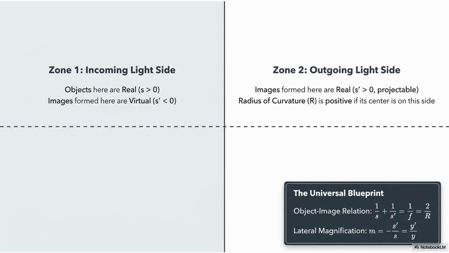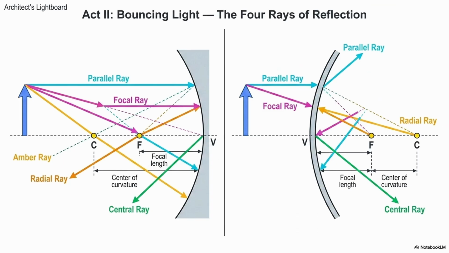Okay, so now that we have our blueprint and we understand these two zones, let's actually see what happens when light hits a boundary and bounces back. We are moving to slide three. Act two of the masterclass, bouncing light. Right, focusing on reflection via concave and convex mirrors.